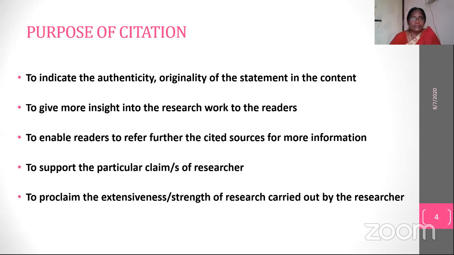Why are we citing the references? We have to write the content, the statement. At the end of the statement, we have to refer some references. We have to place some references in 1, 2, 3 order. Why? To indicate the authenticity and originality of the statement in the content.